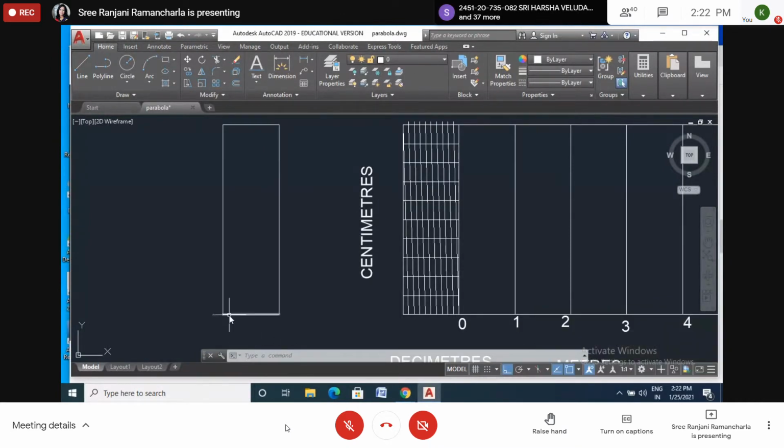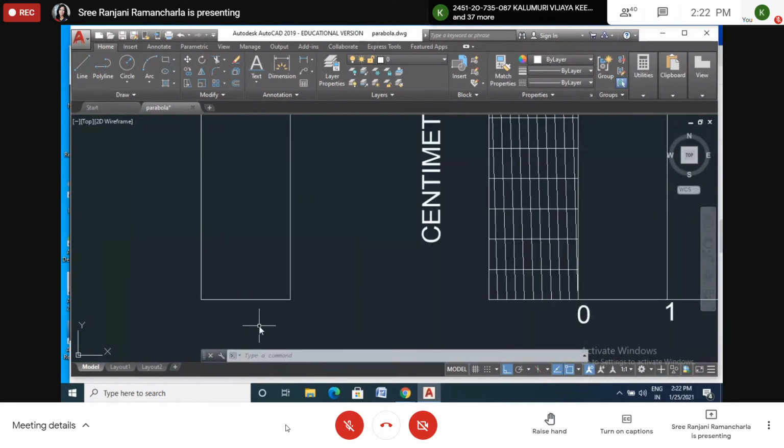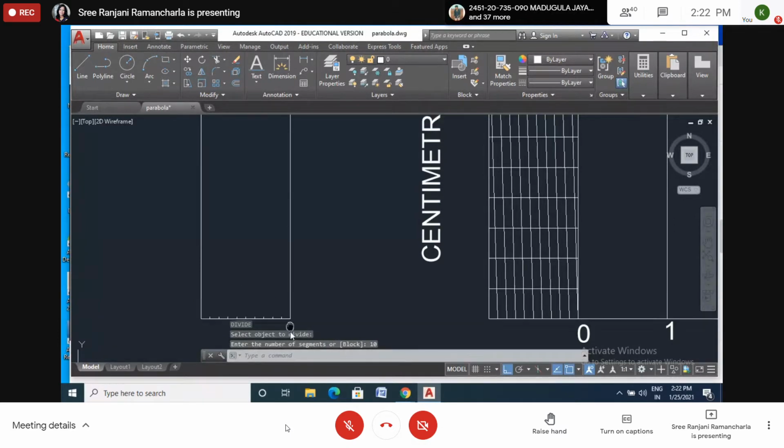Sai Kiran? If this length is unknown, we cannot divide it with a scale, so we should use the line division method, ma'am. Yes, you know how to do that, right? Yes, ma'am. So with the AutoCAD command, I will just use the divide command, select this line, and it asks how many parts to divide. I will enter 10, right? So it is divided.